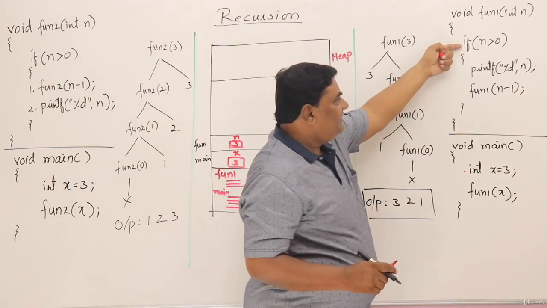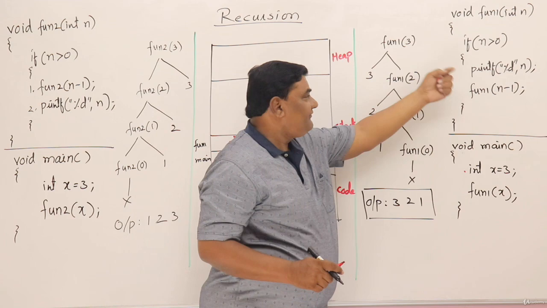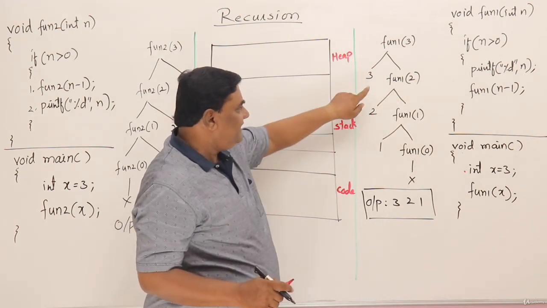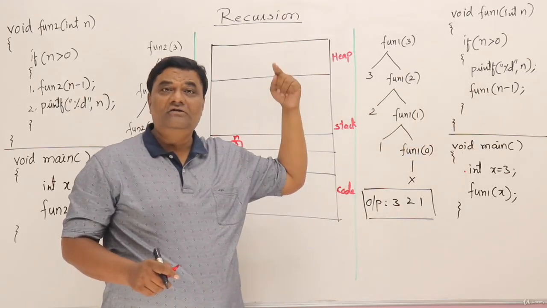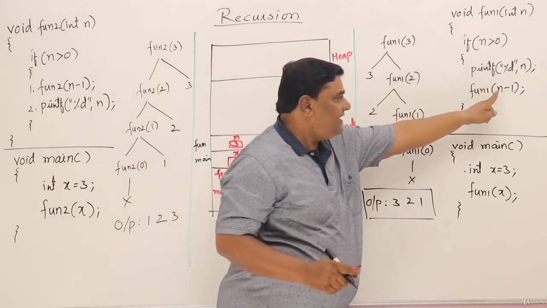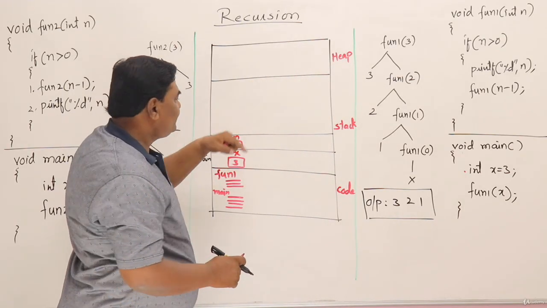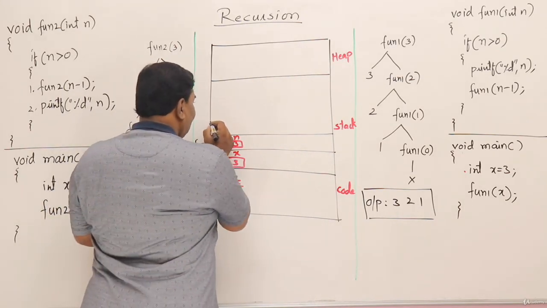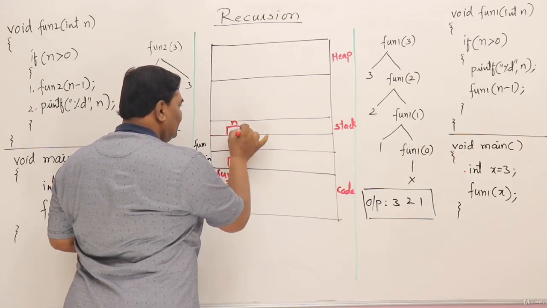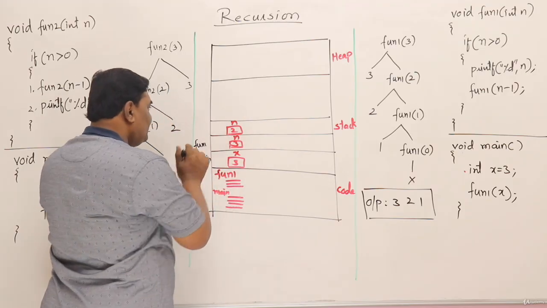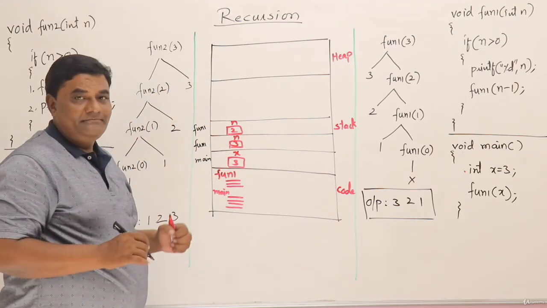Let us continue. If n is greater than 0, yes, 3 is greater than 0. Then printf, so as per the tree we have already seen, 3 is printed. Then the next call, fun1 is called once again with a decremented value, n minus 1. Once the function is called, an activation record will be created, and in that again variable n, and it will have the value 2 this time. This is also an activation record for fun1, and this is the second call.